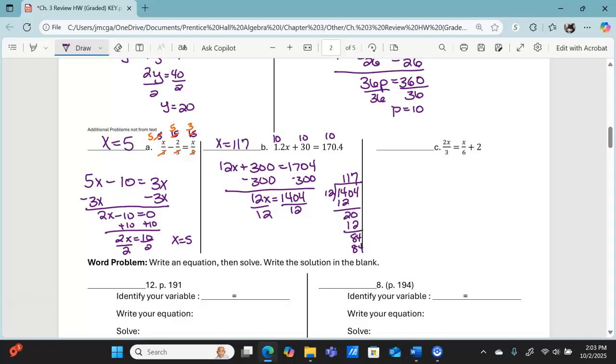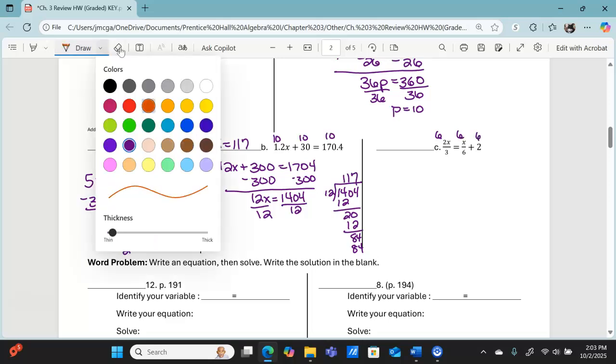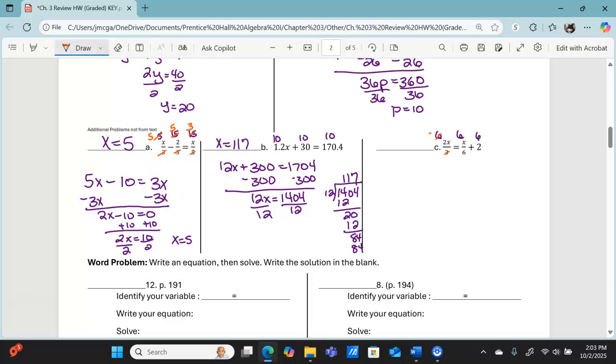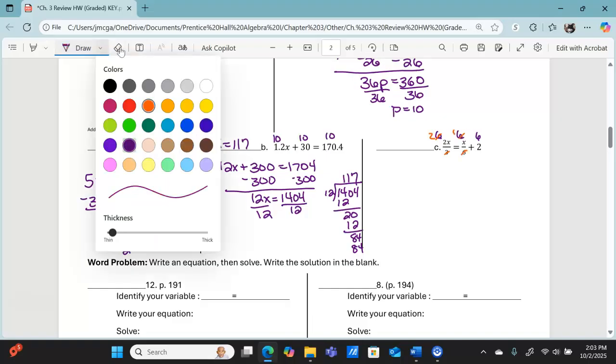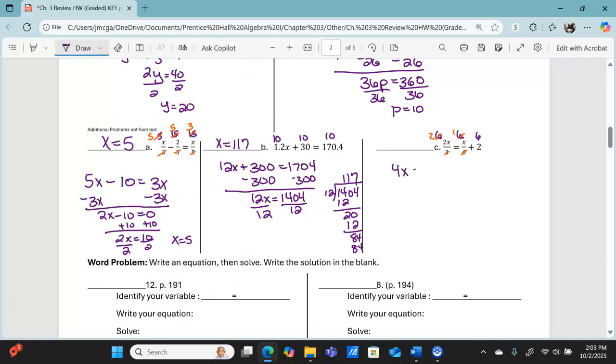Here, 3 and 6, so my common denominator is 6. So again, showing the reducing, 3 will go into 6 2 times, 6 will go into 6 1 time. So I have 2 times 2x would be 4x equals 1 times x would just be x, and 2 times 6 would be 12. Subtract x from both sides. You get 3x equals 12. Divide by 3. X equals 4.